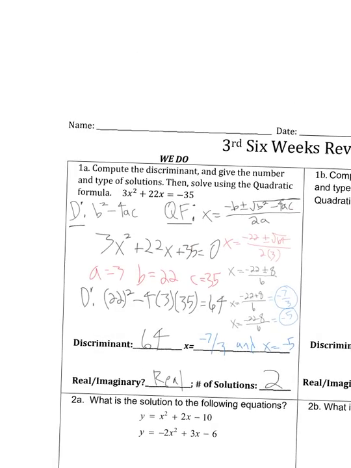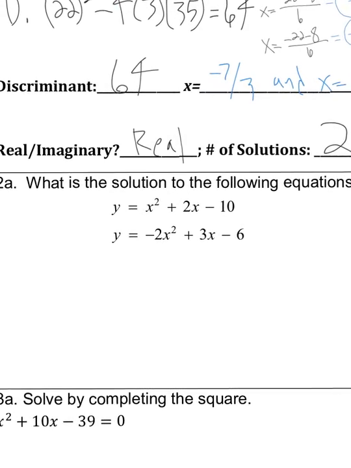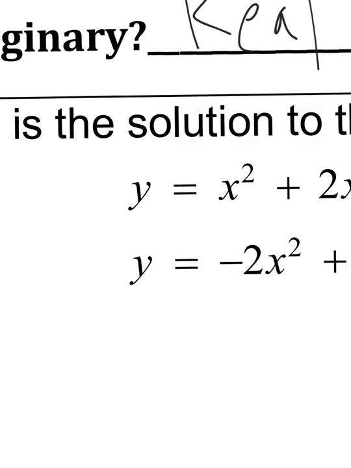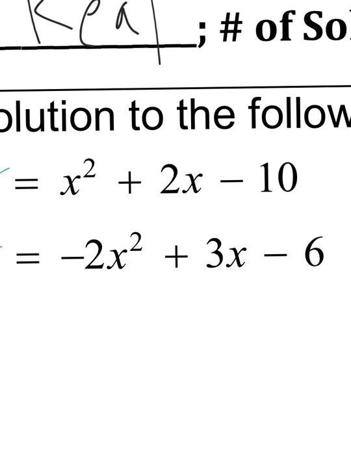Alright, let's keep going. What's the solution to the following equations? This is from 4.5, and you have two quadratic equations. You're going to type these into the calculator, with this one as f1 of x and this one as f2 of x. You don't have to type that part in, just type in this part.